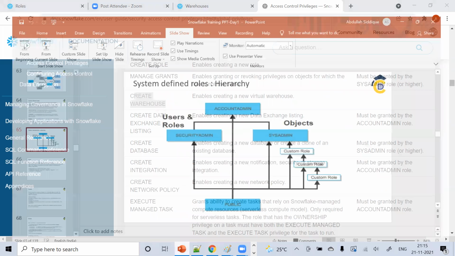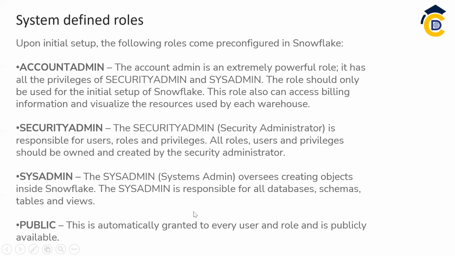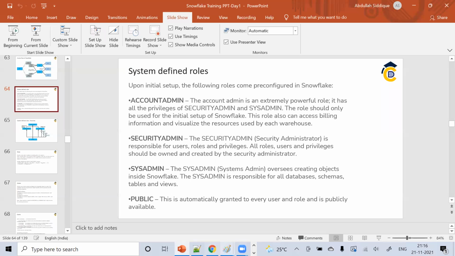So as we can see from the presentation, this public role is just a default role given to every user and any role. Okay, and it doesn't have its own privileges at all. Now see, for security admin, what it says: it is responsible for creating users, roles and privileges, which means by default Snowflake has given these privileges on the account level to security admin. See, for account level, user privilege must be there, right, for creating a user or something.